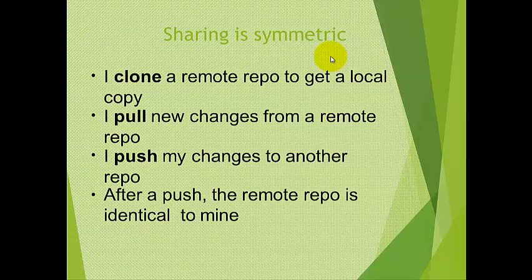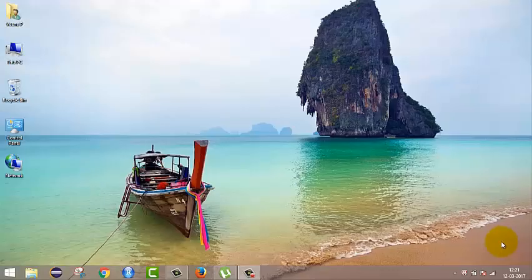Using Mercurial SCM, sharing is symmetric. I can clone a remote repository to get a local copy of it. I pull new changes from a remote repository. I push my changes to another repository. After a push, the remote repository is identical to mine.